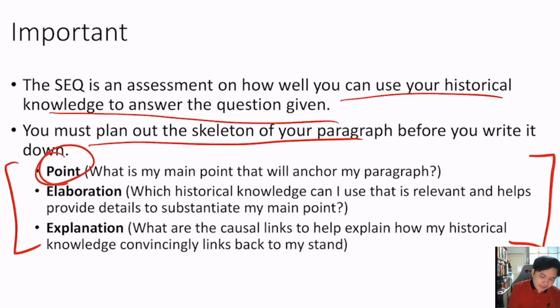So everything will go back to the main point, right? Your main point must be very clear because everything else is anchored upon this main point. The key thing here is that everything is anchored on the first line, the first paragraph. What is the main point you're talking about?